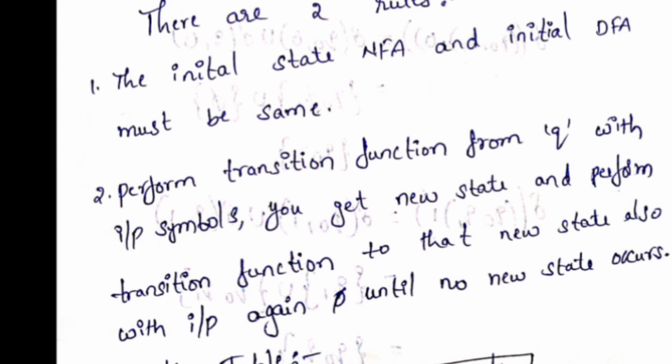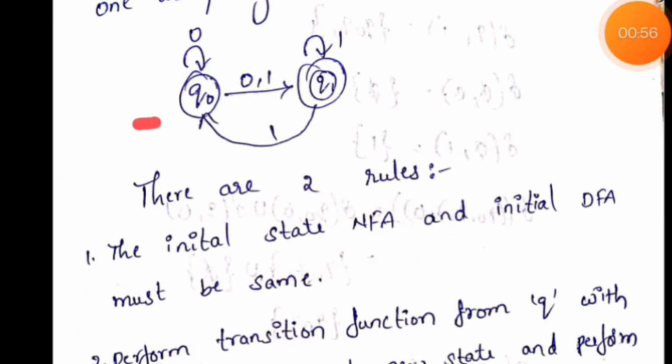That means when you are doing transition function, if a new state occurs, new state means what? Here you have Q naught and Q1, both states. If you get any new state other than these 2, then you need to do transition function for that state also with the input symbols zeros and ones.